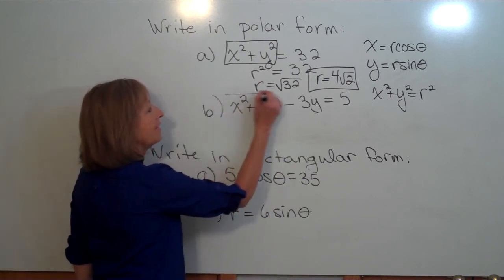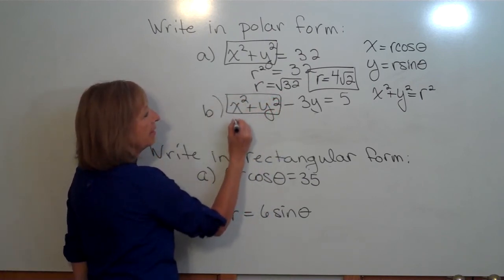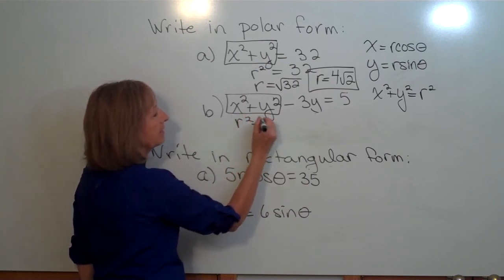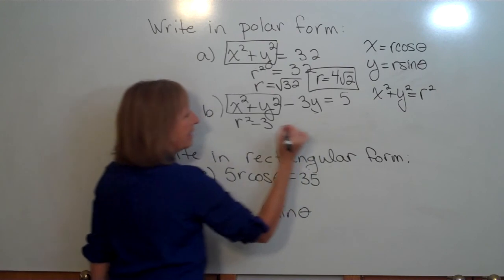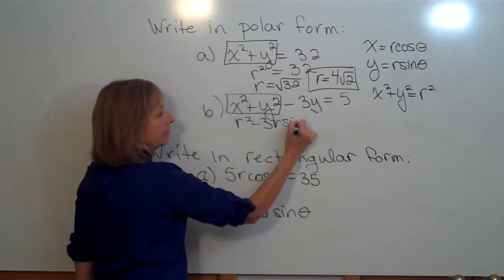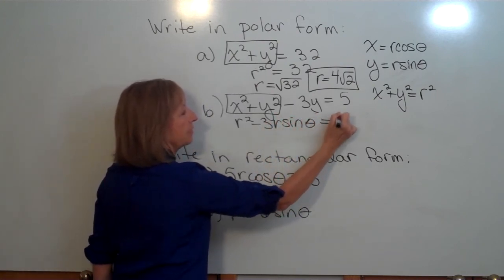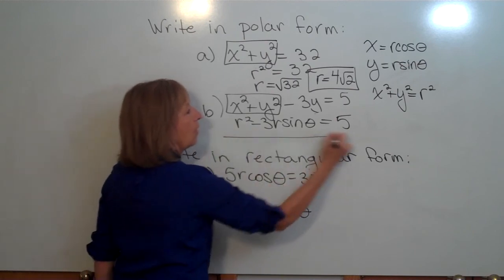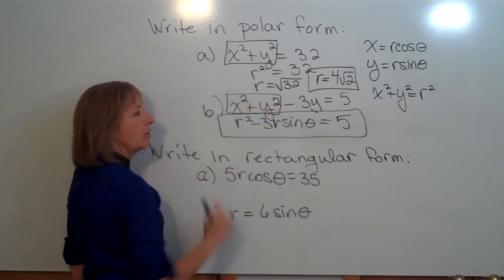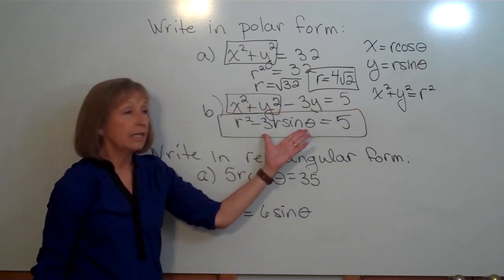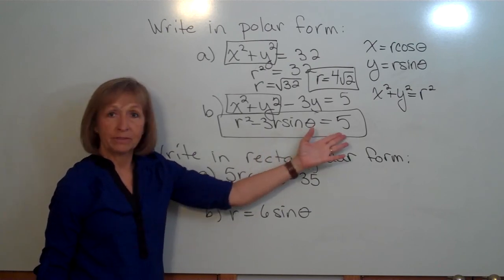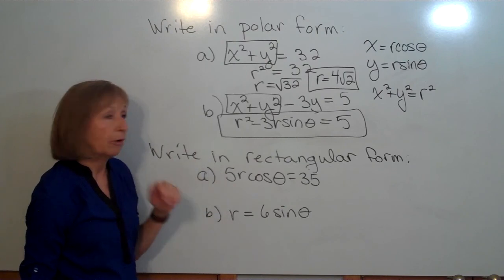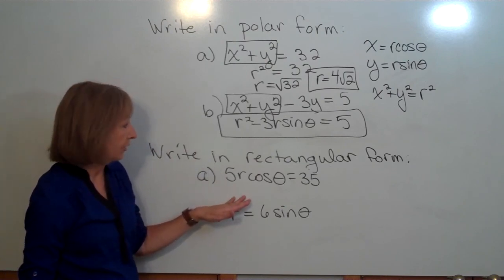Well, again, I have this x squared plus y squared. That's r squared, minus 3y, where y is r sine theta, is equal to 5. So I just have my polar equation: r squared minus 3r sine theta is equal to 5. Now, writing from polar back into rectangular.